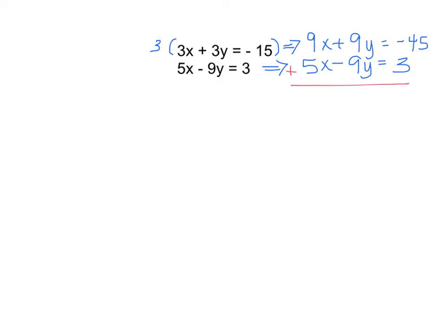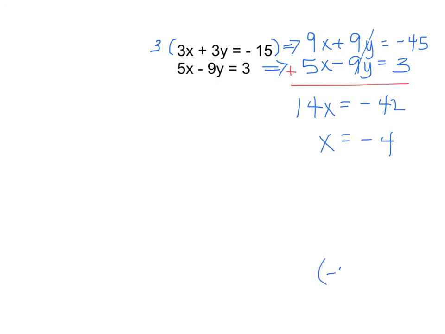So what I've done is I've put a positive 9 in front of one and a negative 9 in front of the other. And that's going to allow me to eliminate those y's when I add down, which is what we want. It's called elimination for a reason. That gives me 14x equals negative 42, or x equals negative 4.